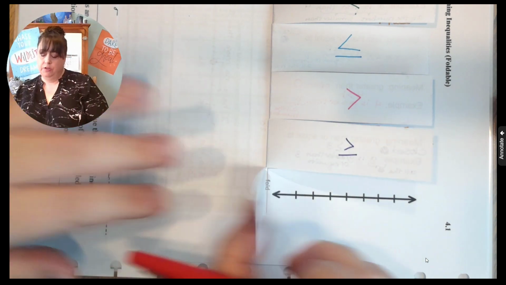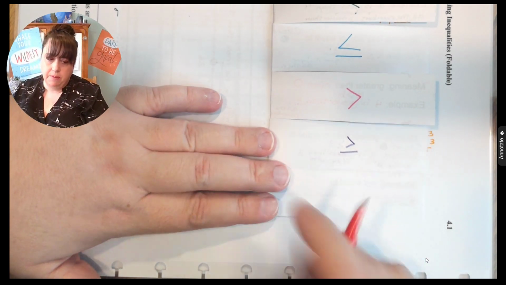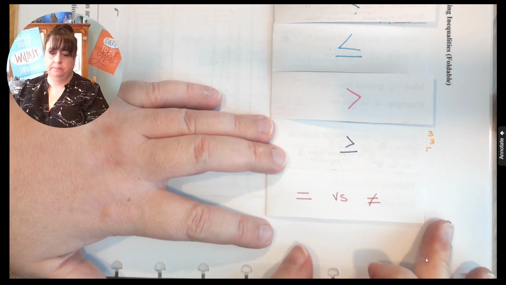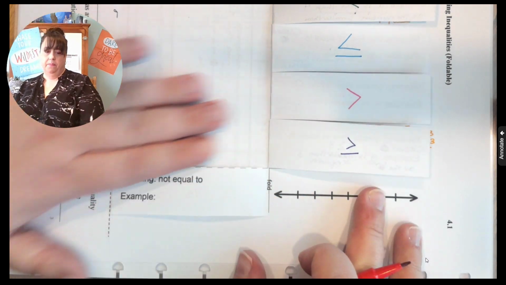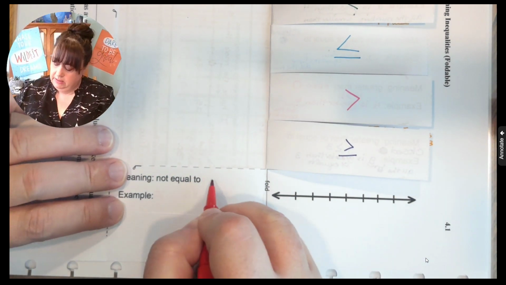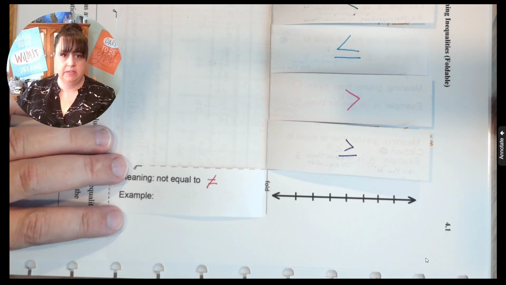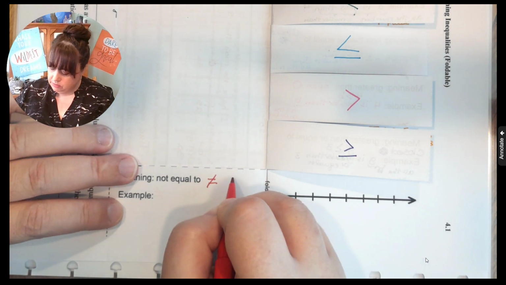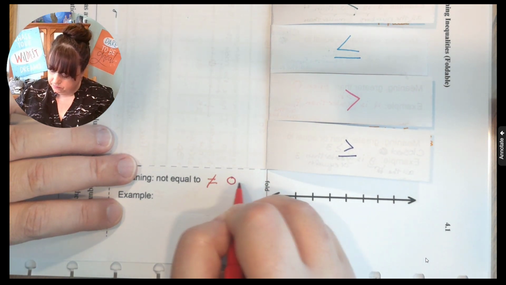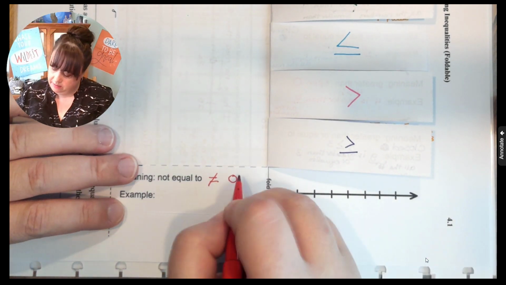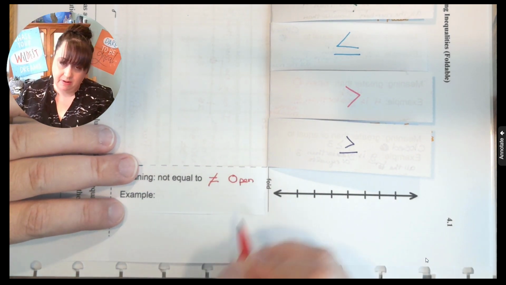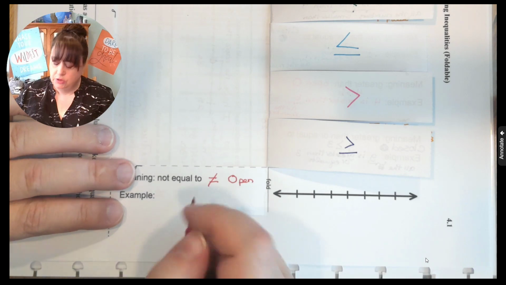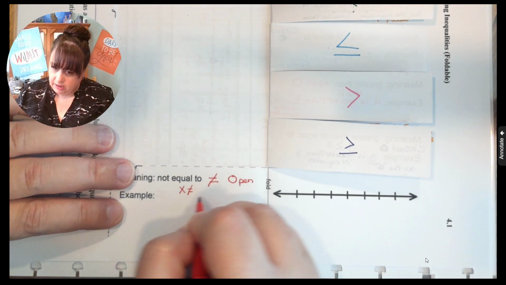Okay, we are going to compare two different things this time. We are going to compare equal versus not equal. Okay. Not equal to looks like this. Equal to obviously is an equal sign. So let's have, so not equal to is an open circle. Open circle, right? Right, open. Do you guys get it now? Open starts with an O. It's open. And let's do x does not equal 1.